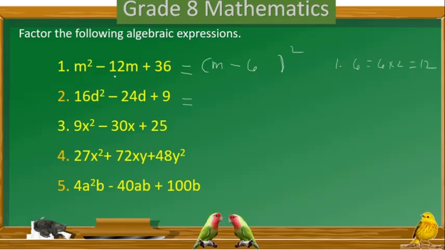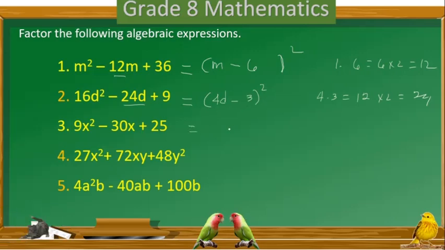Equal siya ni. So, for number 2, we have 16. Now, the square root of 16 is 4. For this square, that is d. Minus, for 9, that is 3, and squared. Okay, let's check. 4 times 3 equals 12, times 2 equals 24. Okay, correct. This is a perfect square trinomial, and our answer is correct.